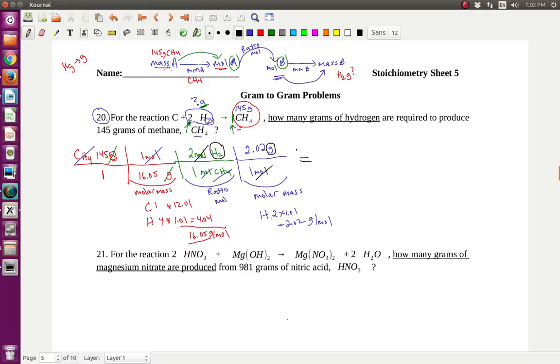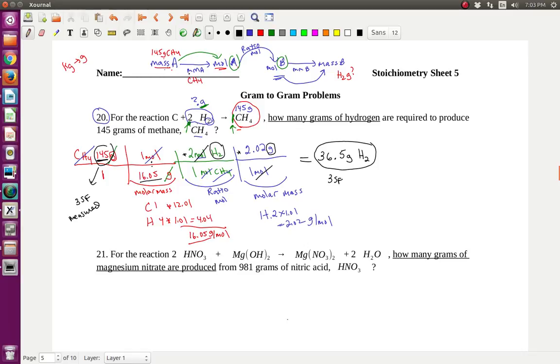So I put these numbers in my calculator. 145 divided by, remember this is divided by, 16.05 times 2 and times 2.02, and I get 36.5 grams of hydrogen. Okay, that's the final answer. It has 3 sig figs because this number right here, the very beginning number, also has 3 sig figs. This very beginning number is measured. The other guys are all definitions.